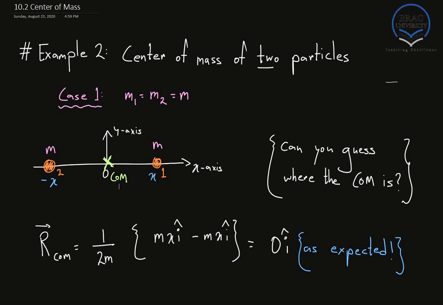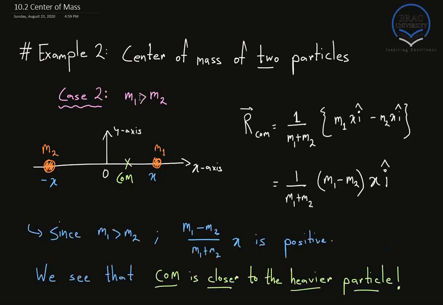Alright, so case 2. In case 2, we will consider that one of the masses is greater than the other. Let's say m1, this mass at the right, is greater than m2, the mass at the left. So in this case, because when we had both masses equal, our center of mass was exactly in the middle, right? In this instance, where m1 is greater than m2, we should expect that the center of mass will be somewhat displaced towards the heavier mass, right? Let's see if that indeed plays out.